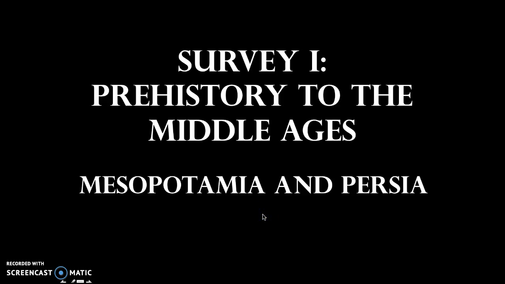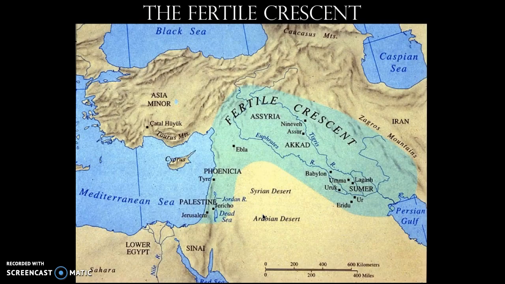In today's lecture, we're going to be covering Mesopotamia and Persia. We'll begin by looking at the location, which is the Fertile Crescent. Off to the left, you can see the Mediterranean Sea, and the Fertile Crescent arches up through Israel, Lebanon, Syria, and Turkey, before descending down into Iraq and the Persian Gulf.